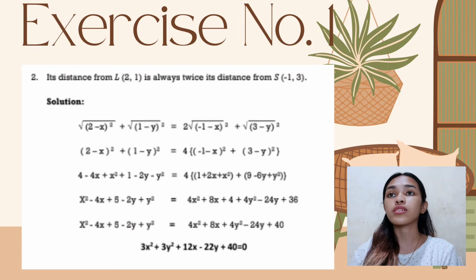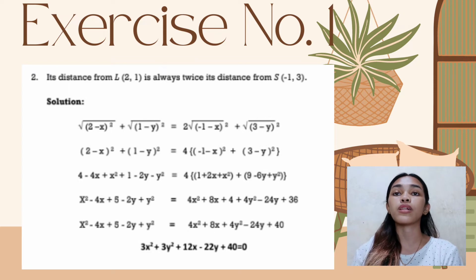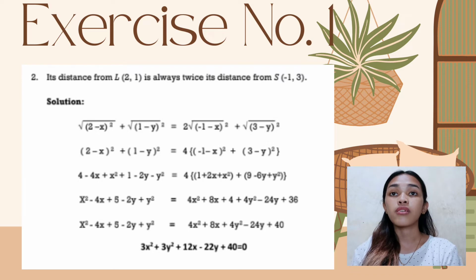The second condition is its distance from L, which is 2 and 1, is always twice its distance from S, which is negative 1 and 3. The solution for this one is square root of 2 minus x squared plus square root of 1 minus y squared is equal to 2 square root of negative 1 minus x squared plus square root of 3 minus y squared. And it will be 2 minus x squared plus 1 minus y squared is equal to 4 times negative 1 minus x squared plus 3 minus y squared.